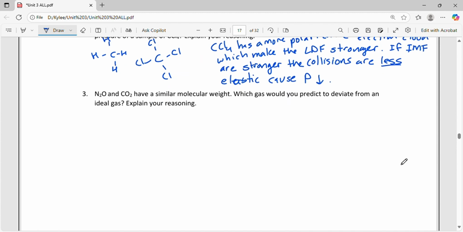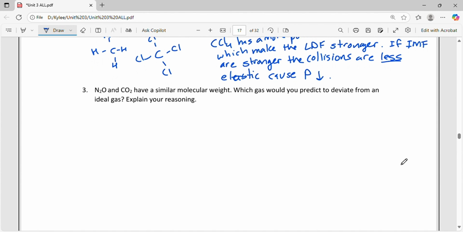Next we have N2O and CO2 have similar molar masses. Which gas would you predict to deviate from an ideal gas? So we need to draw them. And for carbon dioxide, we have a linear shape. And even though carbon-oxygen is considered a polar bond, we have offsetting polar dipoles, one pulling this way and one pulling this way. So again, this is going to be nonpolar. N2O, though, has a Lewis structure that looks like this. And this would have no dipole because nitrogen and nitrogen cancel each other out. But we are going to have a dipole between nitrogen and oxygen, and the electrons are going to pull more towards the oxygen end. So I would make an argument that this is going to be polar.